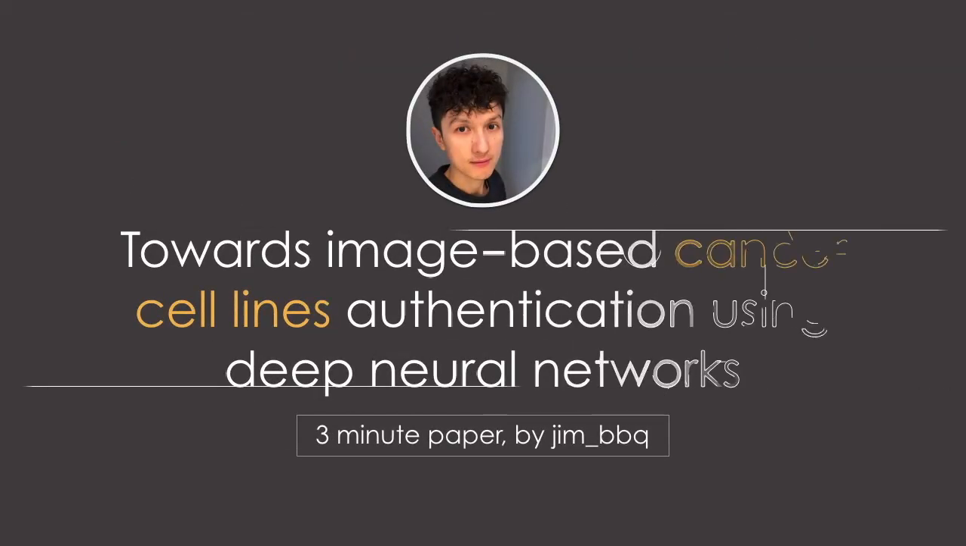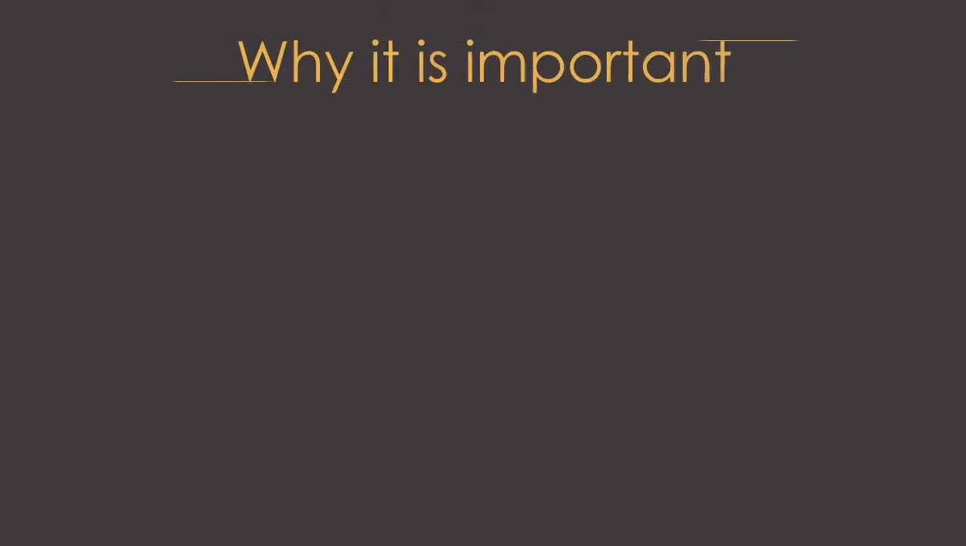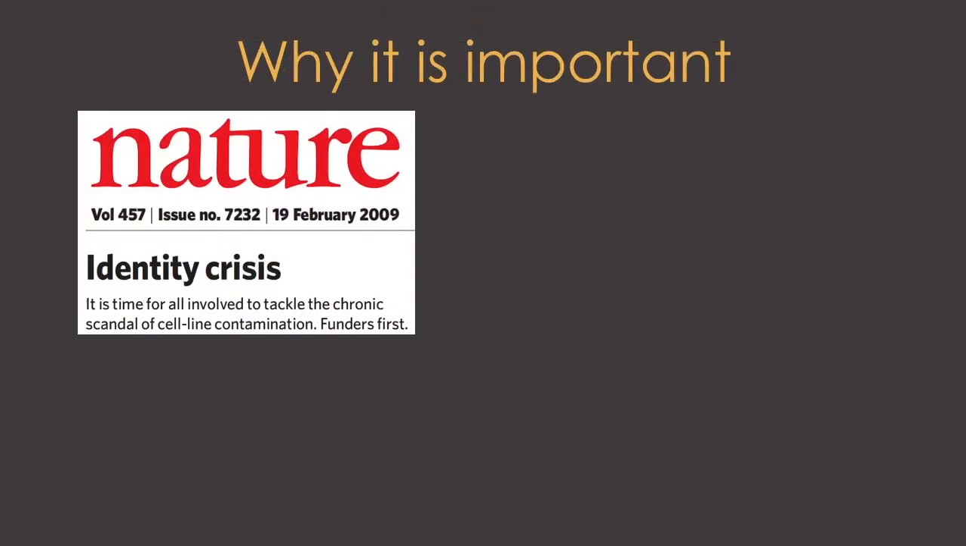In today's 3-minute paper, we'd like to discuss a study which aims to develop a deep neural network to do exactly this. A 2009 editorial in Nature pointed to disturbing results of cell testing which show that 18 to 36% of cultures used in scientific research were misidentified. It is an identity crisis of a different kind.